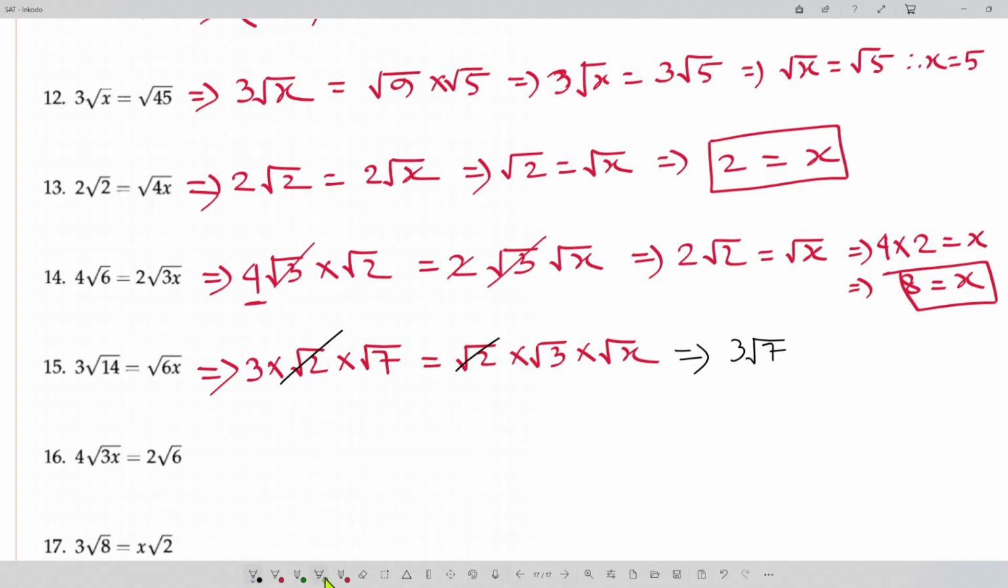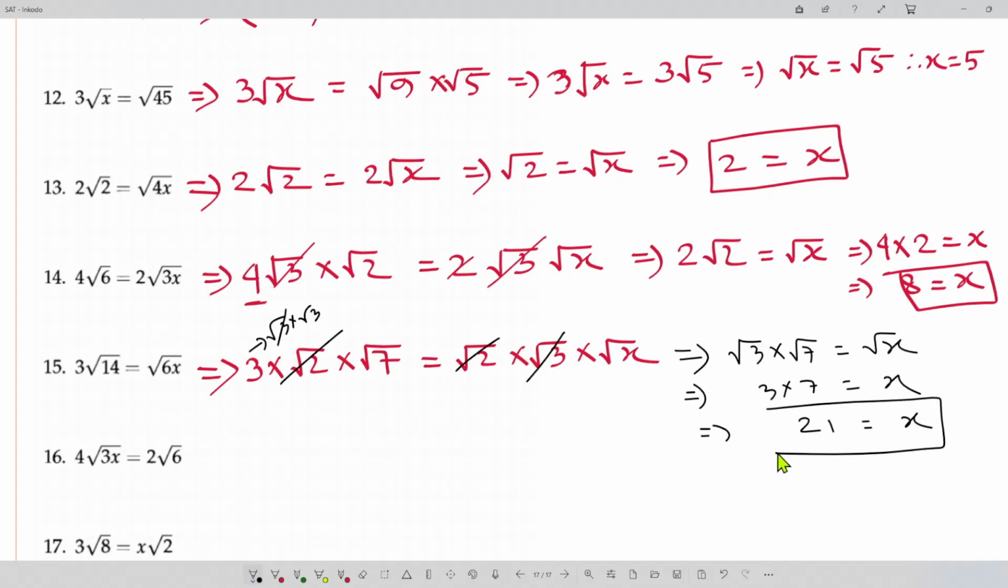One more thing, this 3 we can write as root 3 times root 3. So we can also divide by root 3. So here we are getting root 3 times root 7 equals root x. Once we square both sides, 3 times 7 equals x. It means 21. 3 times 7 is 21, so x is 21. This is our answer.